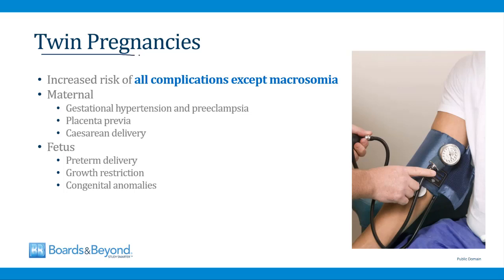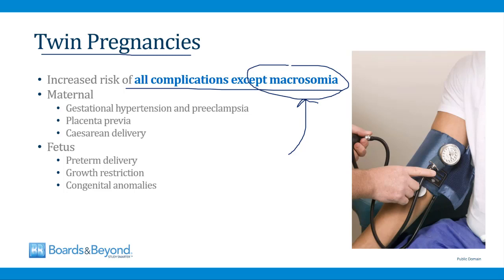Twin pregnancies and all multiple gestations carry an increased risk of complications for the mother and baby. A very easy way to remember this is that there's an increased risk of all complications except macrosomia in twin and multiple gestation pregnancies. It's very unlikely to have a large baby or macrosomia in a multiple gestation, but all the other complications are more likely to occur.